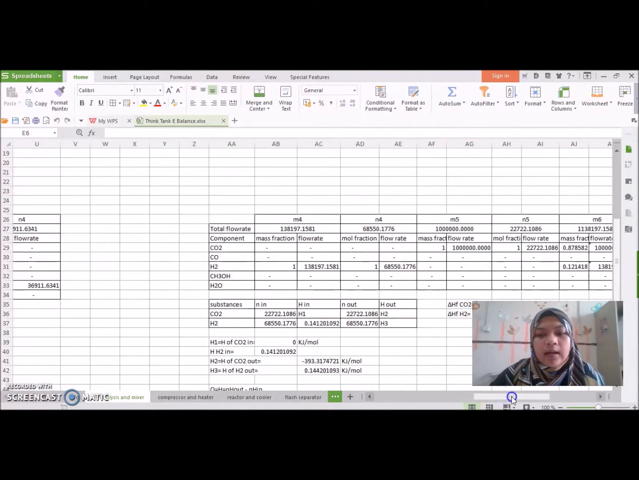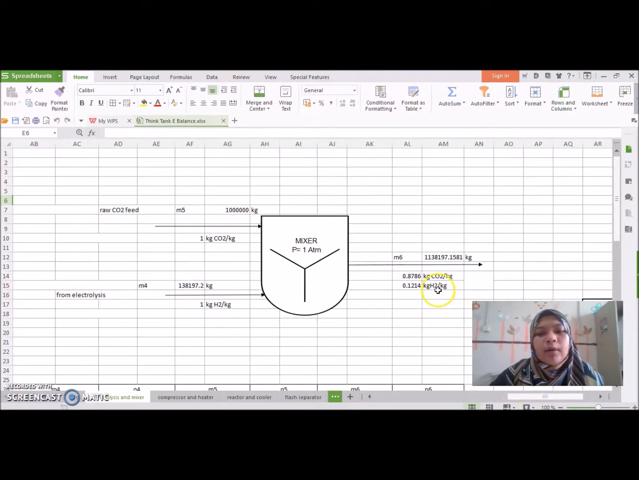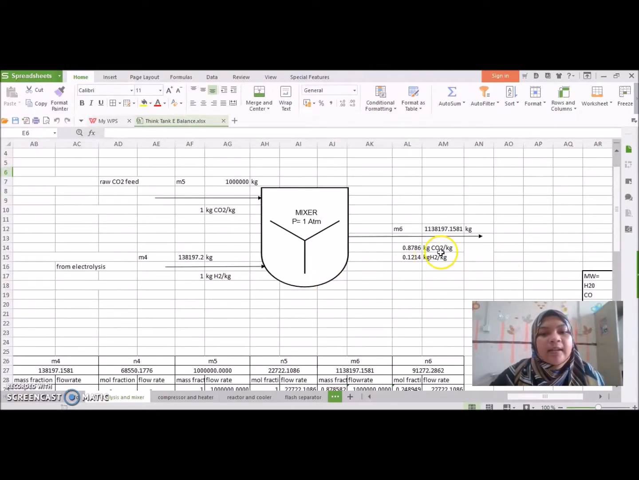We proceed to the next unit operation, which is the mixer. In the mixer, we fed the raw material, which is CO2, about 100,000 kilogram, and also the H2 from the electrolysis. The mass flow rate is about 1138197.15 kilogram in the mixture.